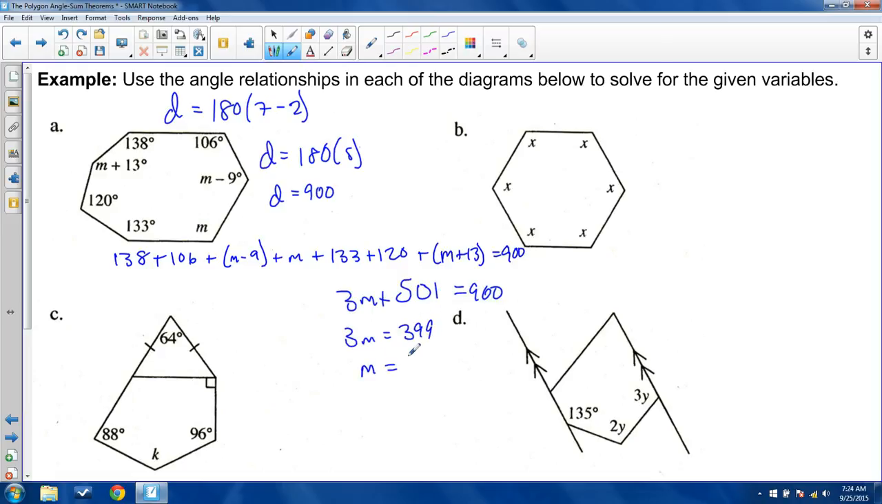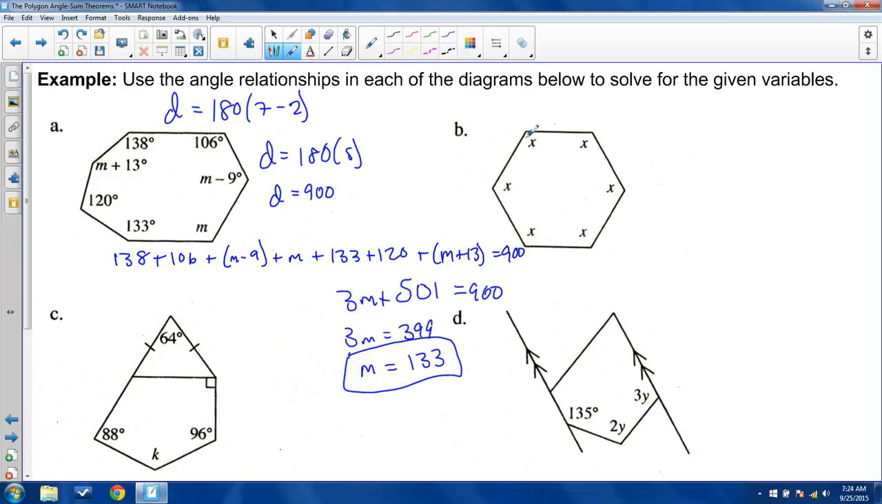I should know that off the top of my head. m, I think, is 133. If I'm wrong, please correct me, but I believe that's correct. So m is 133, that's for A, and you could substitute 133 into these to figure out the rest. And you could double check by adding them all up and make sure they add up to 900.